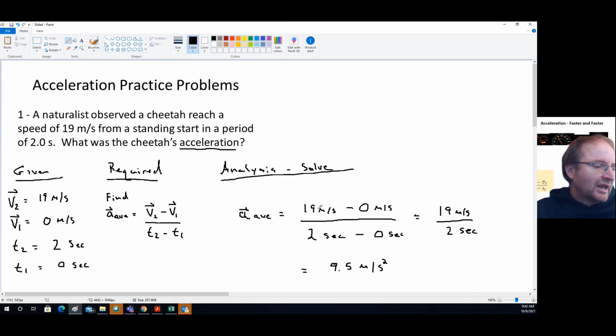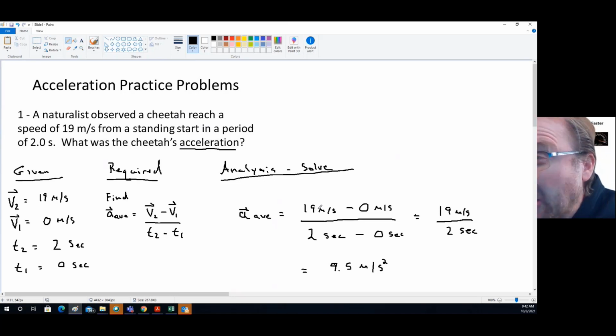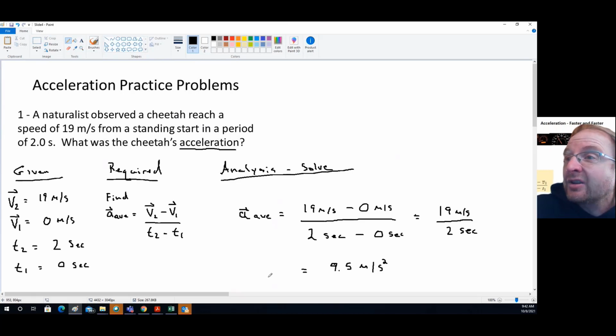28.5, let me check on a calculator. If I'm at 19 and then I get faster by another 9.5, yeah, 28.5. I think at some point it's going to stop accelerating. There's our answer. We'll put a little box around it.